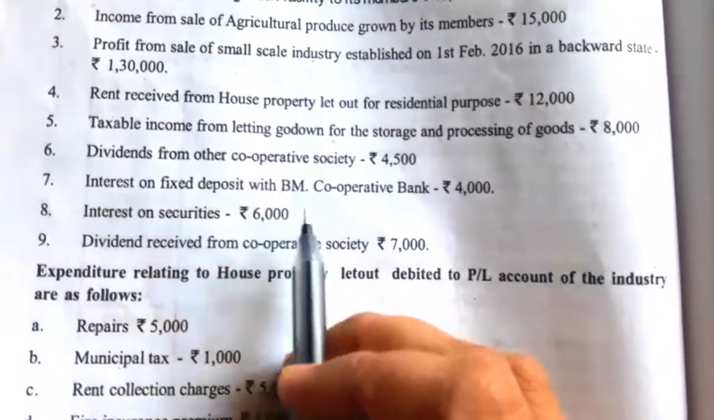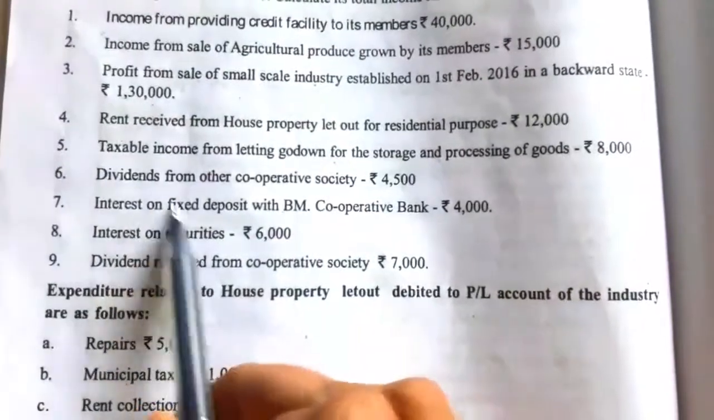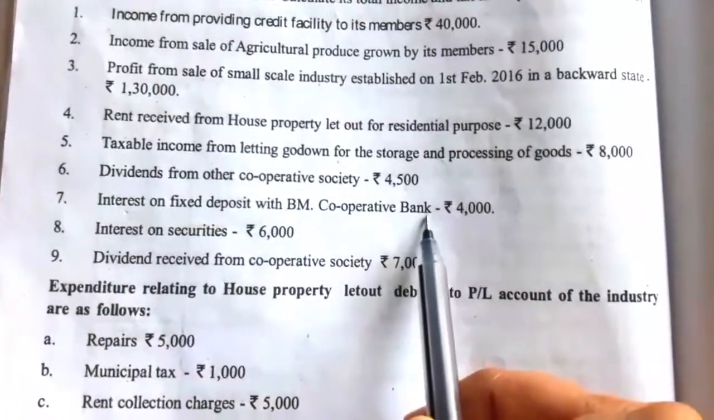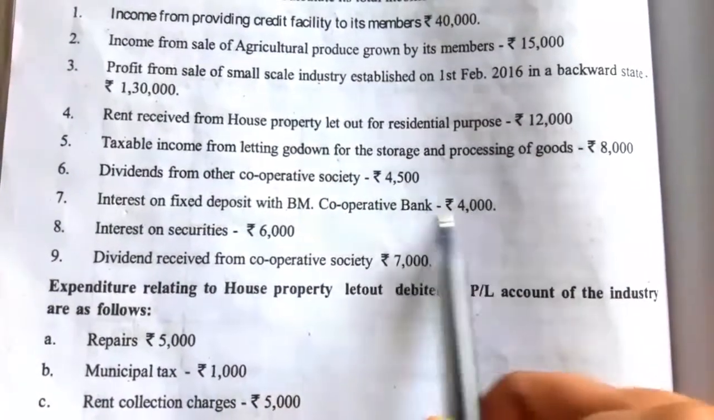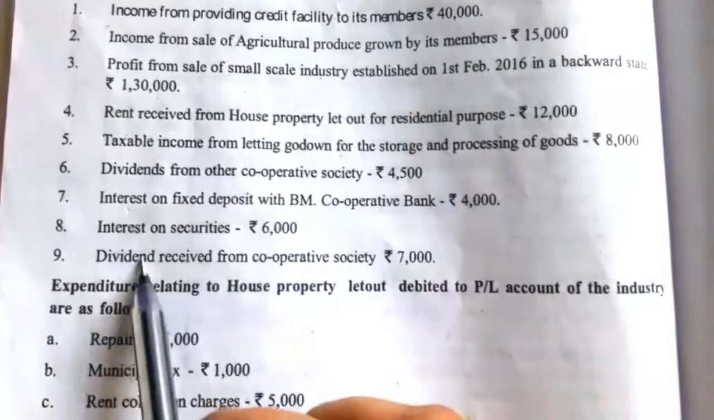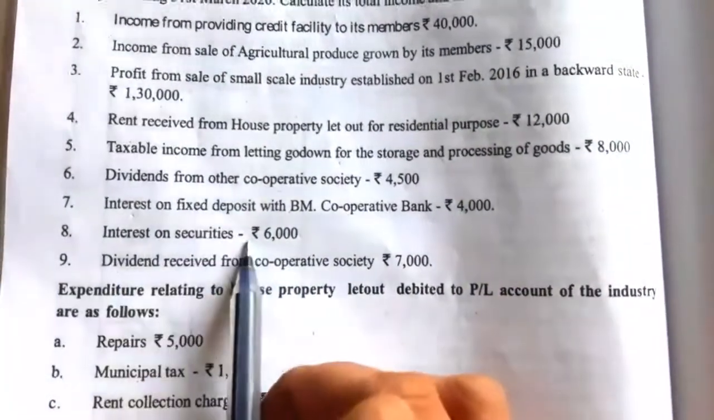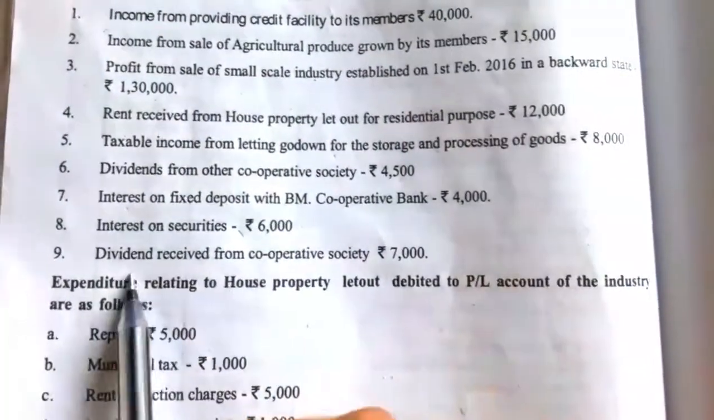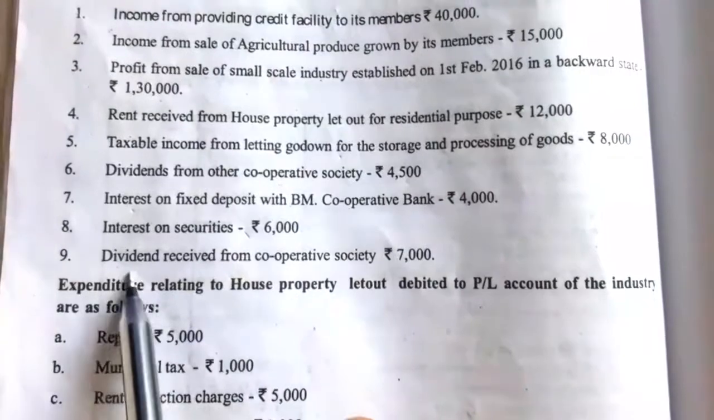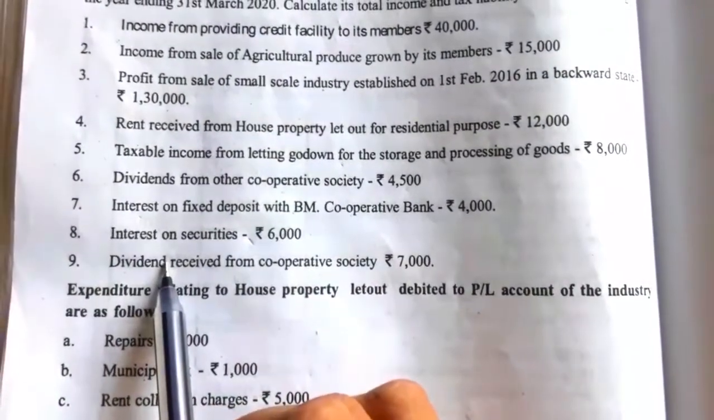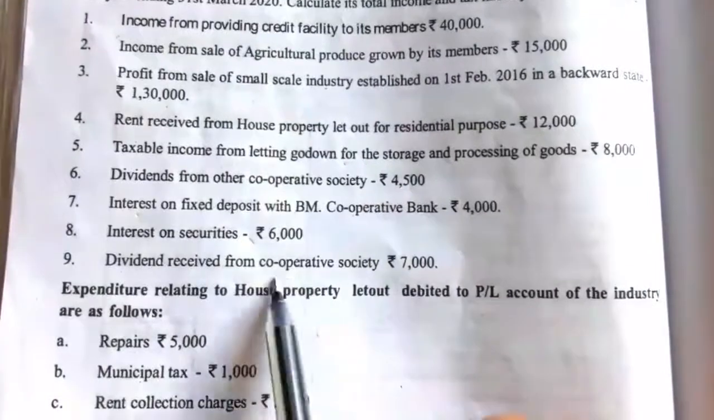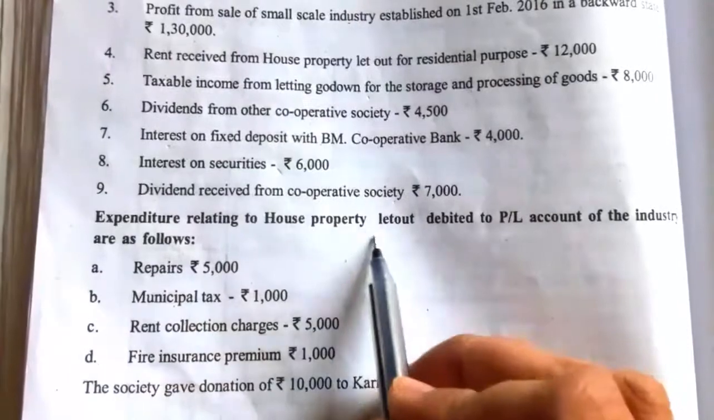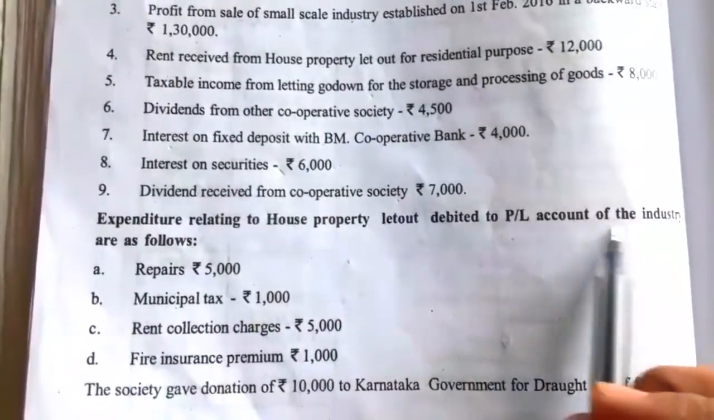Next, interest on fixed deposit with BM Cooperative Bank. So interest income we have to take and it is taxable under the head income from other source. Again we can claim deduction under section 80P, that is because it is a cooperative bank. Next, interest on securities 6,000 we have to take under the head income from other source. The deduction can be claimed only if GTI is less than 20,000. Dividend received from cooperative society. Dividend income we have to take under the head income from other source, and again we can claim deduction under section 80P, cooperative society.